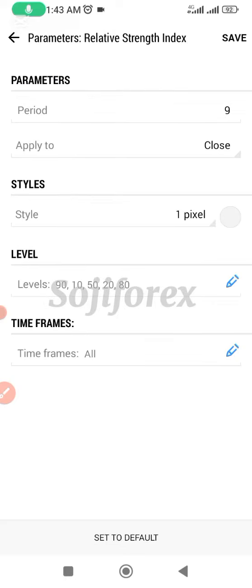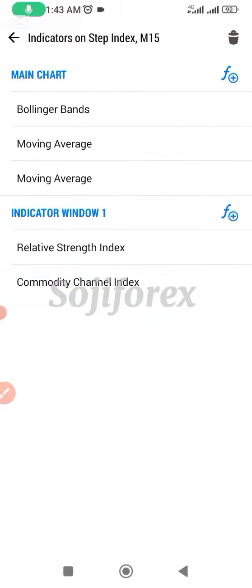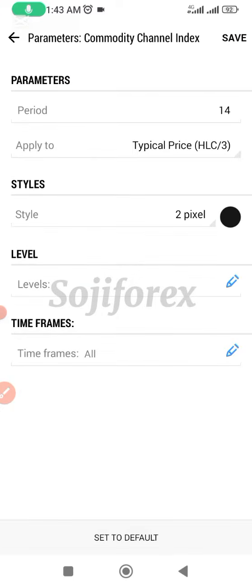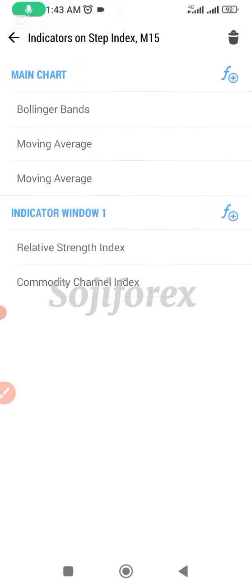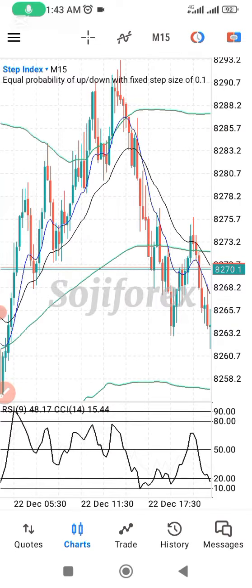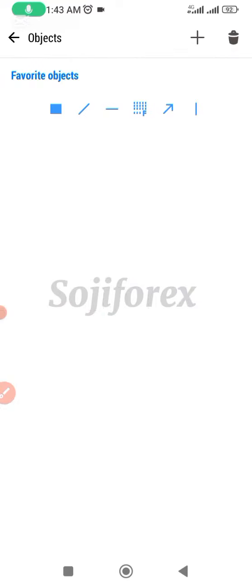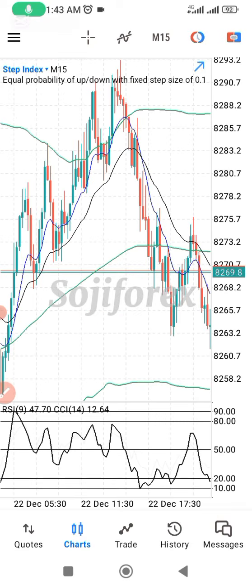Then we have our Relative Strength Index. The levels are 90, 10, 50, 20 and 80. And then the Commodity Channel Index, the period is 14. So you take a screenshot of this, and if you have done your setting correctly, your chart will be looking exactly like mine. So looking at this Bollinger Band, the Bollinger Band has three lines.